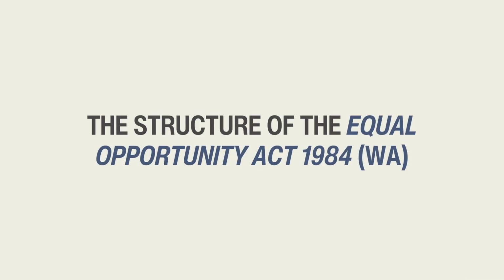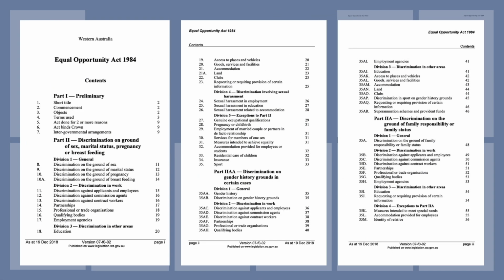Let's take a quick look at the structure of the Equal Opportunity Act. One of the first things you might notice is that the key parts and divisions relating to discrimination are all structured very similarly. Division 1 of each part will generally set out what constitutes discrimination on the certain grounds covered by that part. Division 2 then sets out when discrimination on that particular ground will be unlawful in a work context. Division 3 will generally set out unlawful discrimination in other areas. There may be additional divisions relating to unlawful harassment or specific exceptions.